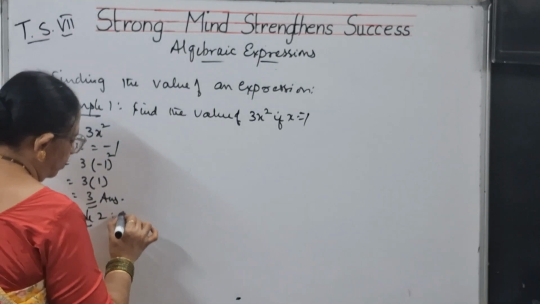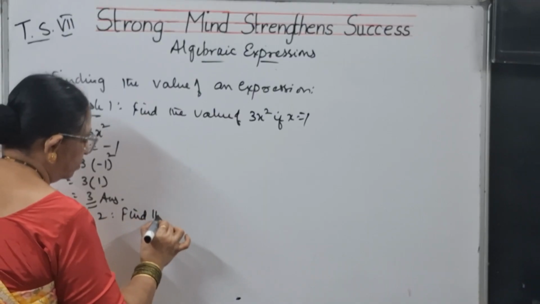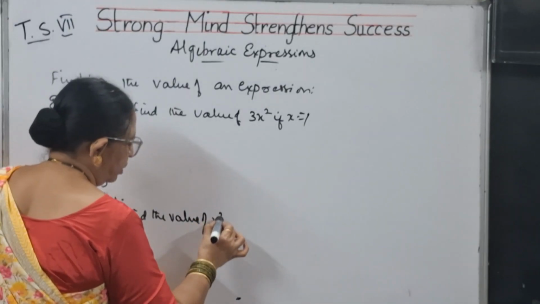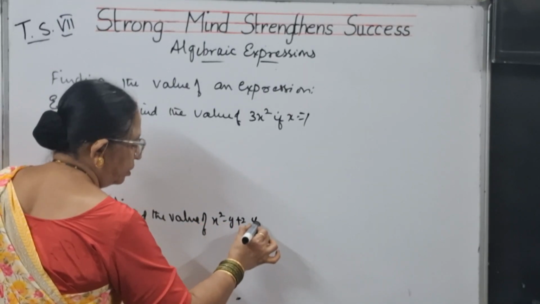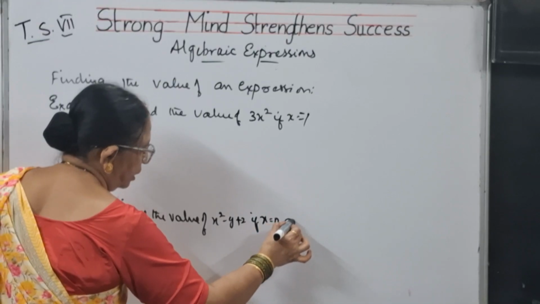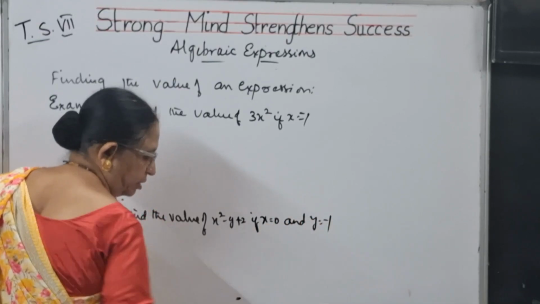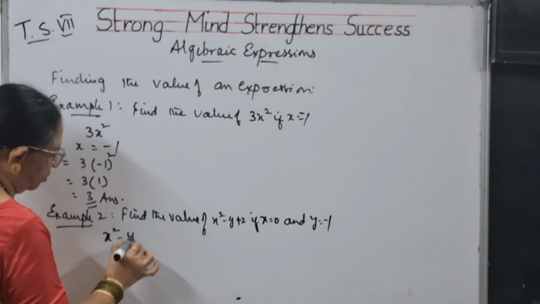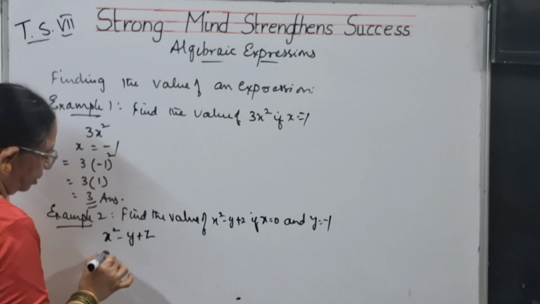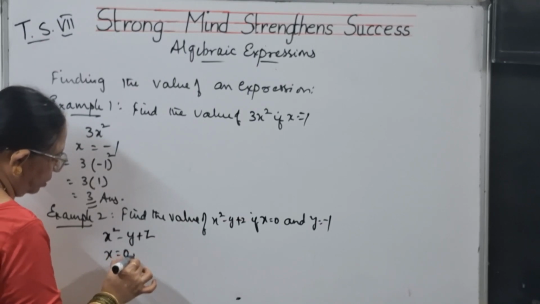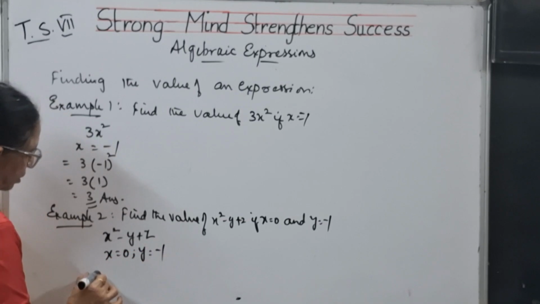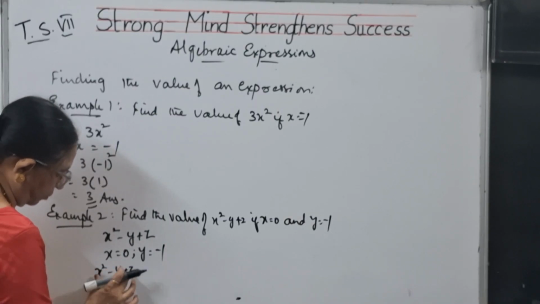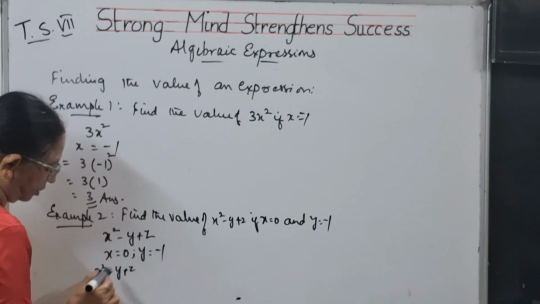Example 2, find the value of x square minus y plus 2 if x is equal to 0 and y is equal to minus 1. They have given x value as 0 and y value as minus 1. So, x square minus y plus 2 can be written as, better you write one below the other so that it will be easy for you to write.